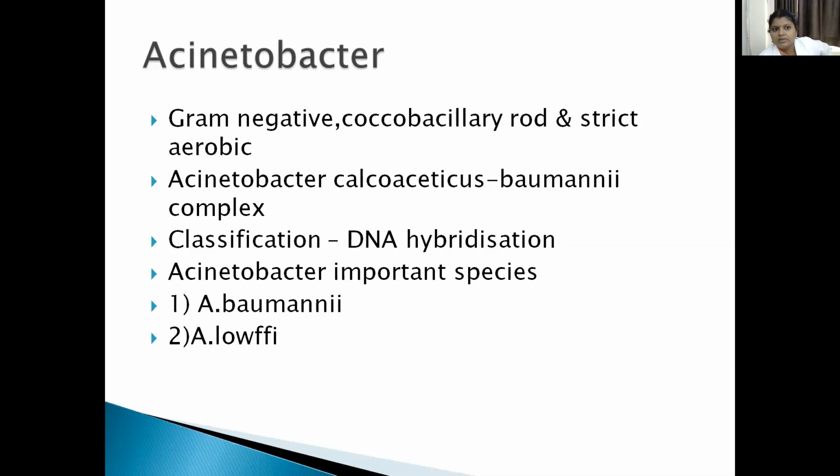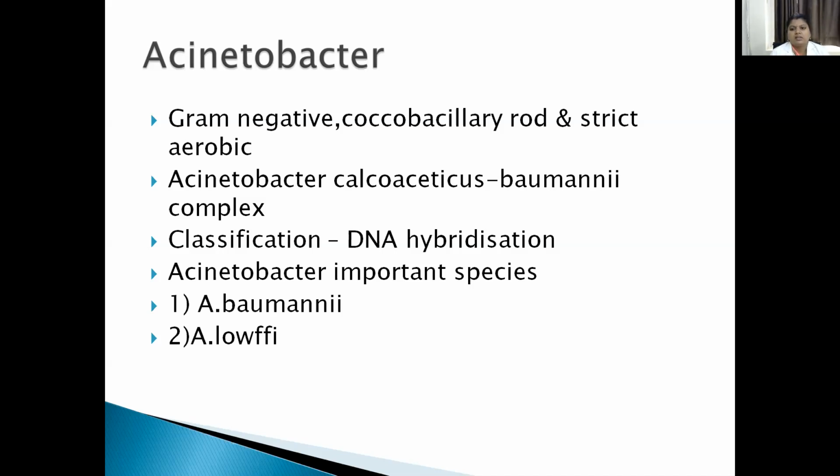Today's class is a continuation of Acinetobacter. Acinetobacter causes mostly hospital, healthcare-associated infections. They may be classified based on DNA hybridization. These are gram-negative cocobacillary rods, and they are strict aerobes.